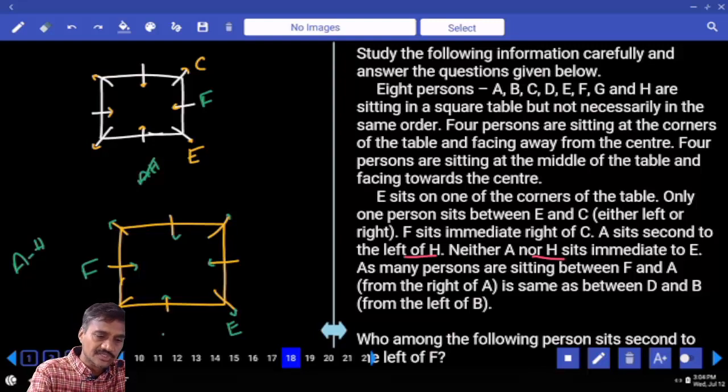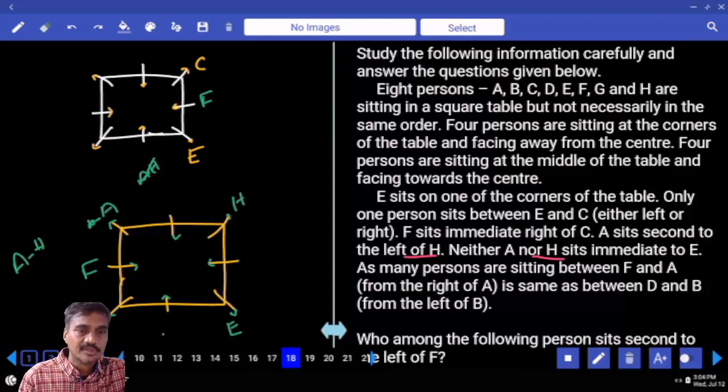Now in this case, A or H. And A sits second to the left of H. H is here, A is here. Now in this case, we have n number of possibilities for this A and H. Then as many persons between F and A, from the right of A, 1, 2, 3, 4, 5, 6 persons.